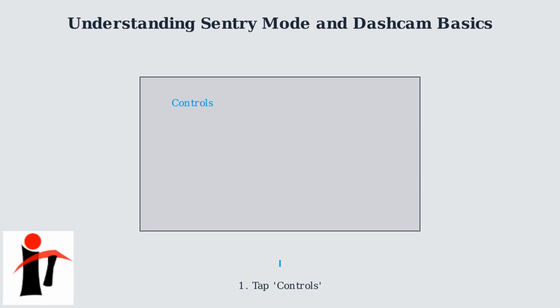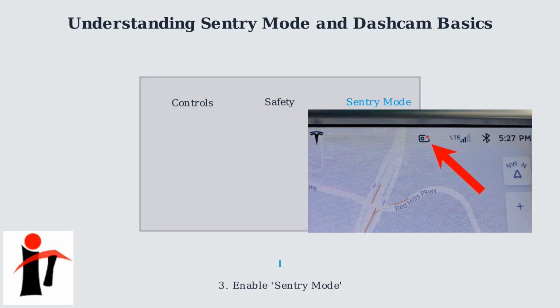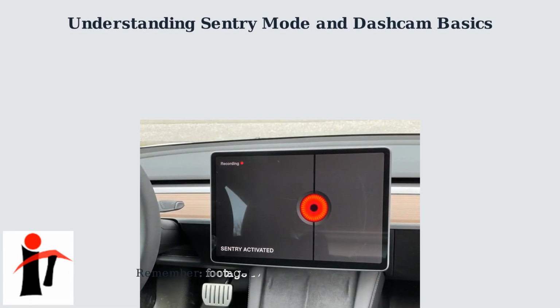Start by tapping the Controls menu. Then, select the Safety submenu from the options. Finally, enable Sentry Mode to activate the Dashcam functionality. Remember that footage is stored locally and loops, overwriting older clips when storage is full.